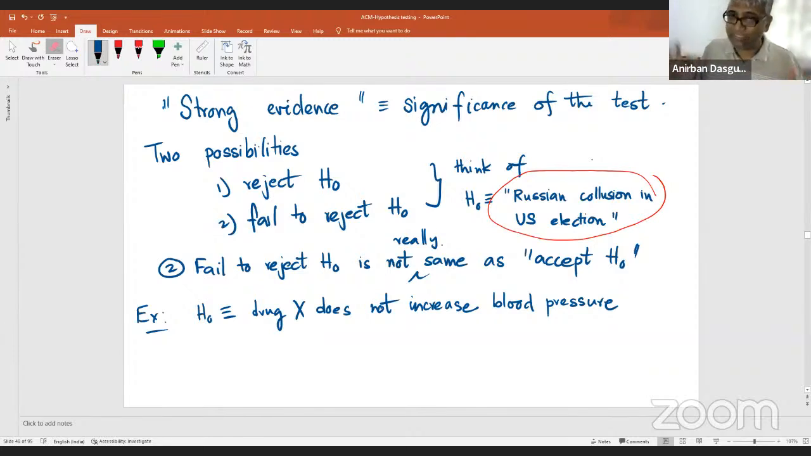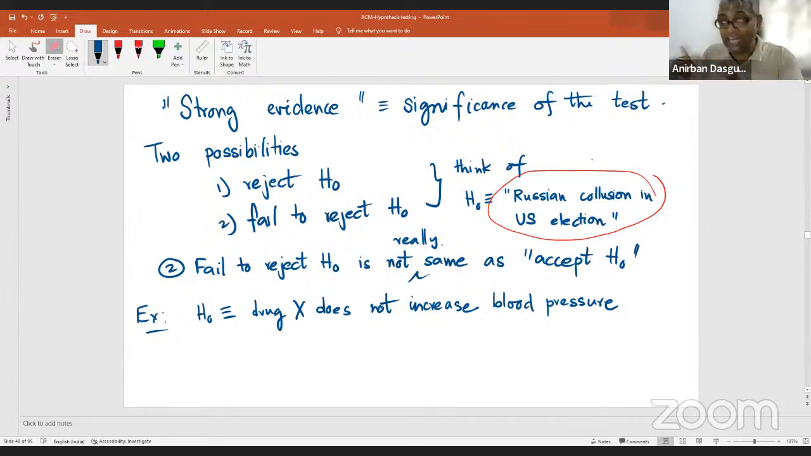That's basically the same as what we're trying to say: that we fail to reject H0. That is not the same as accept H0. For instance, if H0 is that drug X does not increase blood pressure, accepting H0 would be to say that drug X does not increase blood pressure, and I have proof of that. Fail to reject is that maybe I don't have enough data. Maybe it increases blood pressure, but only by a small amount. It's just that with this statistical test, I'm not able to reject this statement.